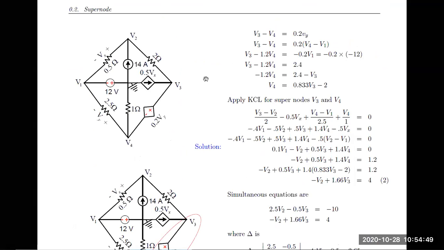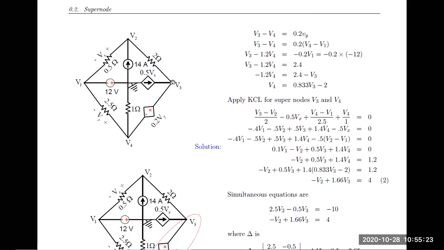Applying KCL for the supernode. Supernode means clubbing these two, third and fourth. This is just simplification; we were trying to minimize the variables. V1 we already know, and V4 we are trying to replace, so we can make it 3 variables. Next, for the supernode, (V3 minus V2) by 2 is coming towards, that's why it is minus 0.5 Vx. Completed.